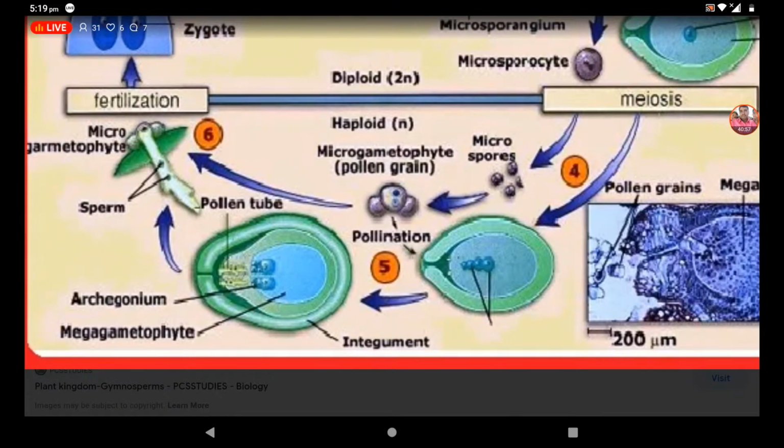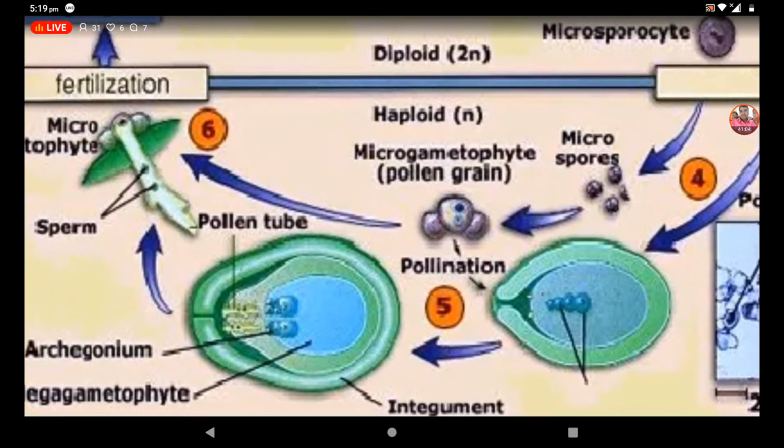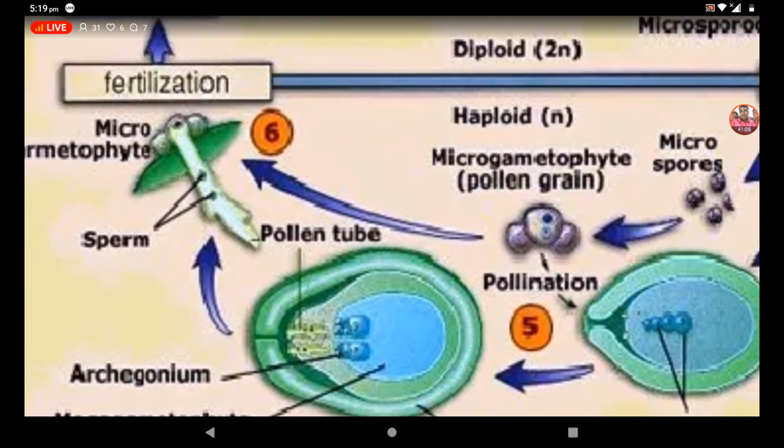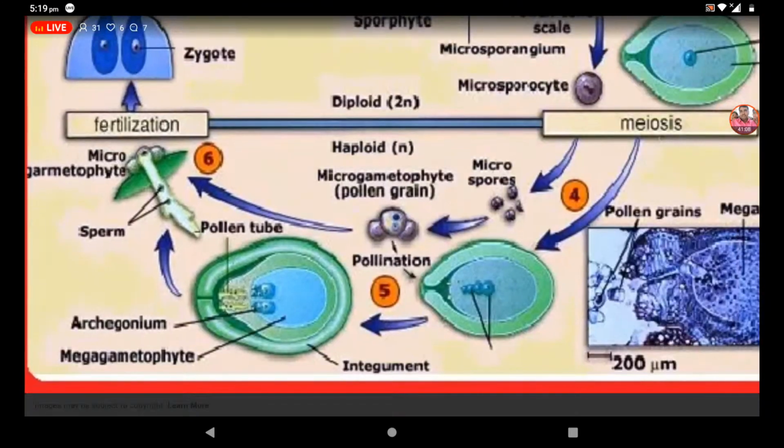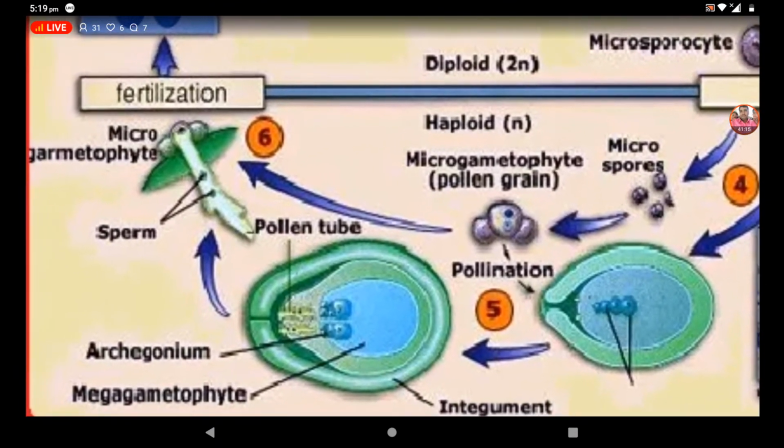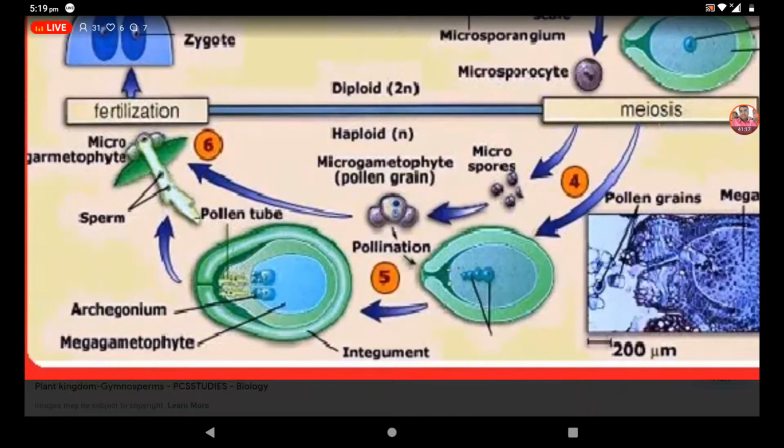Pollen grains are carried by wind generally. They cannot fly, they cannot swim, but air is carrying them. So anemophilous pollination is identified in the gymnosperms. Air currents are carrying the pollen grains, so the anemophilous type of pollination can be seen here.